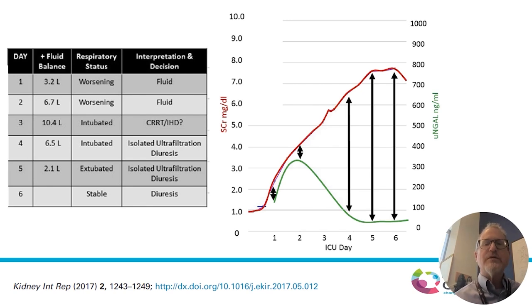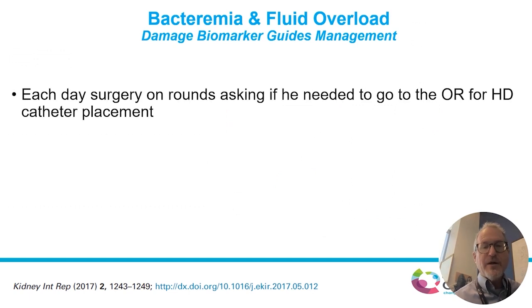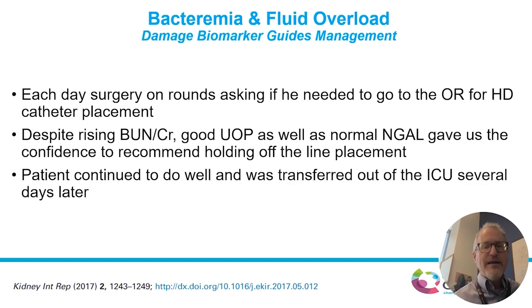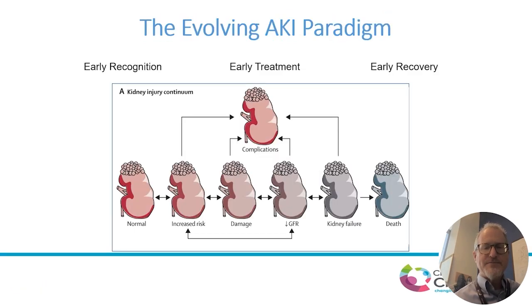NGAL was absolutely critical here to help us with clinical decision support. So again, each day surgery on rounds was asking if he needed to go to the OR for HD catheter placement. Despite rising BUN and creatinine, he had good urine output as well as a normal NGAL. That gave us the confidence to recommend holding off on line placement. He continued to do well and was transferred out of the ICU several days later.